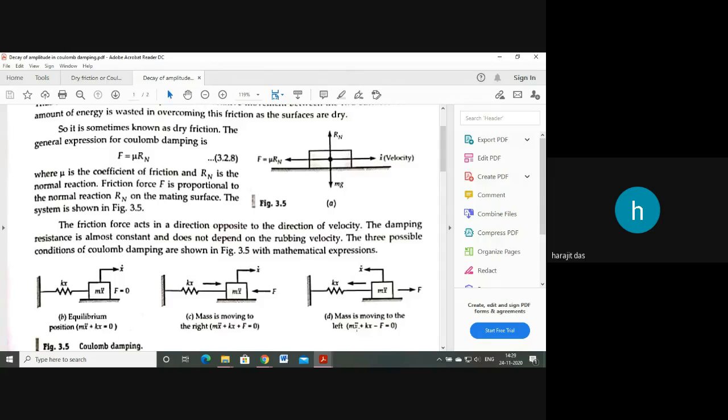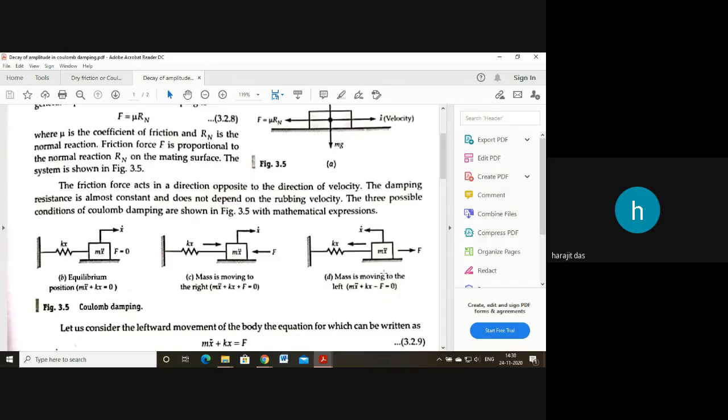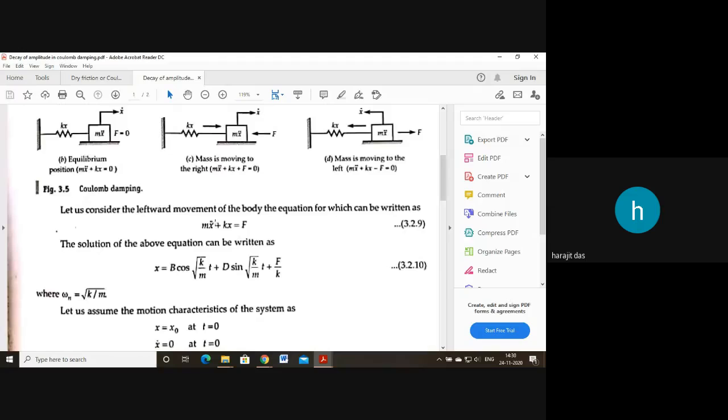And when the mass is moving to the left, this will be the equation of motion. We will take any of these equations and solve, and finally we will get by how much amount the amplitude is decreased in each cycle of this damped vibration under Coulomb damping. So let's take this equation, m x double dot plus k x minus F equals 0. For this differential equation, the solution is given this way: B cos omega n t plus D sine omega n t plus F upon k. Because this is a vibratory signal, the cos and sine terms are there.